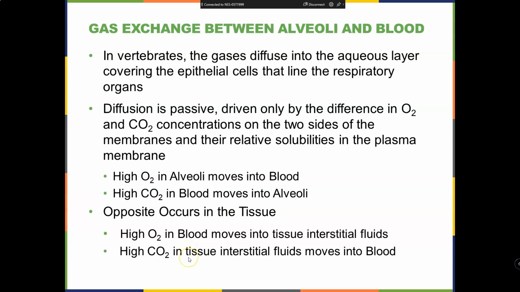The diffusion gradient for CO2 when you're in good health and in the appropriate environment is from body tissues to interstitial fluid to blood to the alveoli of the lungs and then out to the atmosphere.